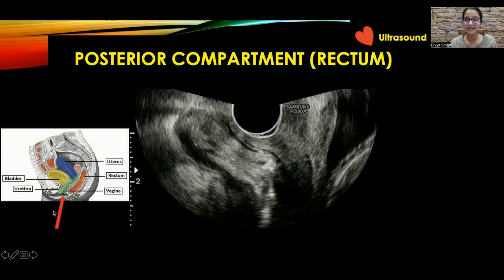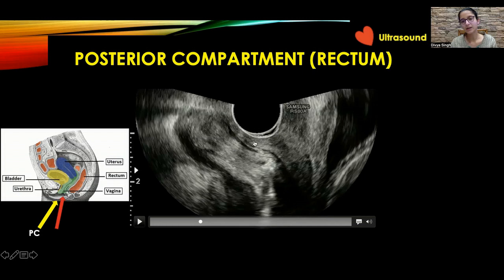But when we are interested in examining the posterior compartment, that is the rectum, we would place the probe at the introitus but angulate it posteriorly towards the sacrum, as you can see from this arrow. So I would still be placing my probe at the introitus because I'm going to do a transvaginal scan, but the direction of introduction of the probe would be such that it would be going towards the sacrum because I'm interested in seeing the anterior rectal wall.